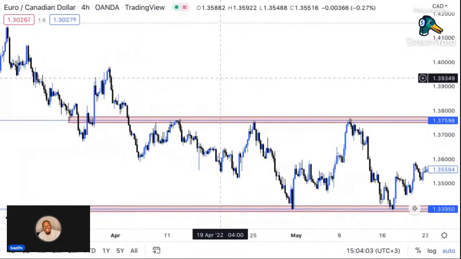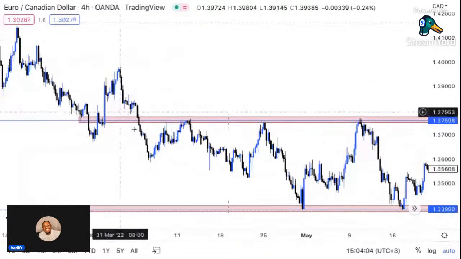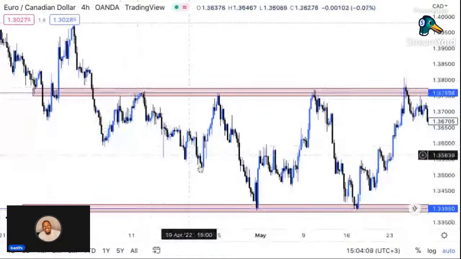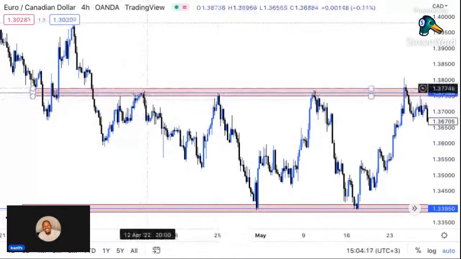So we had a downtrend. You can see when price reached this zone here, it failed to break here, so it came back. You see, it failed again to break here. So when you see price reject a certain zone two times, like this and this, just draw a line there.